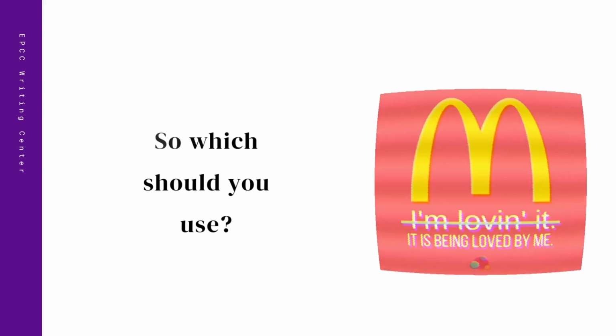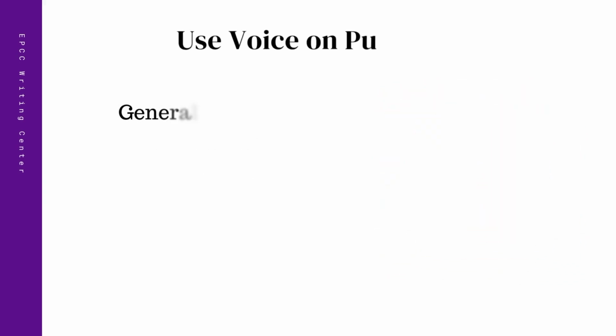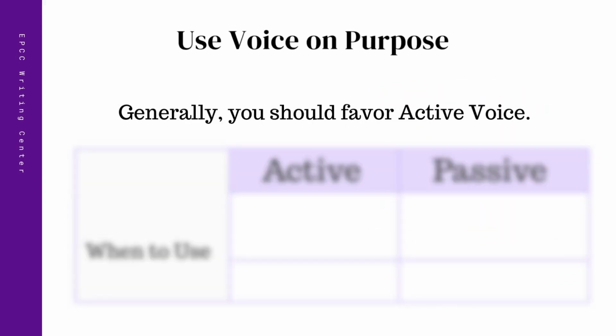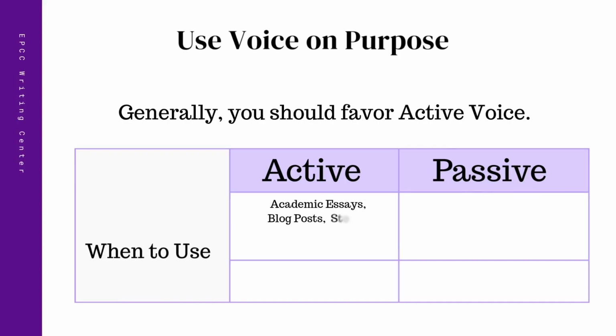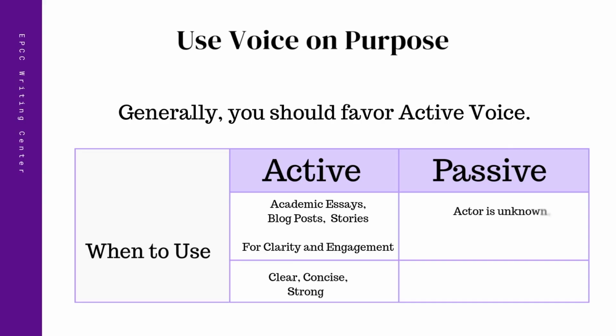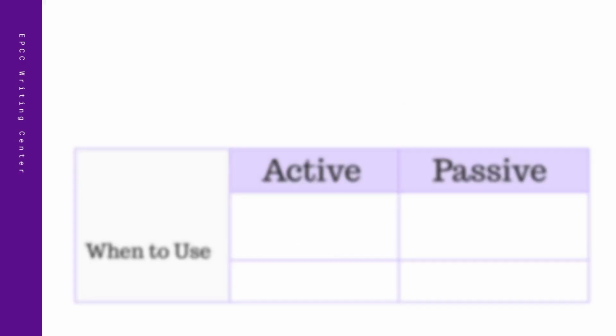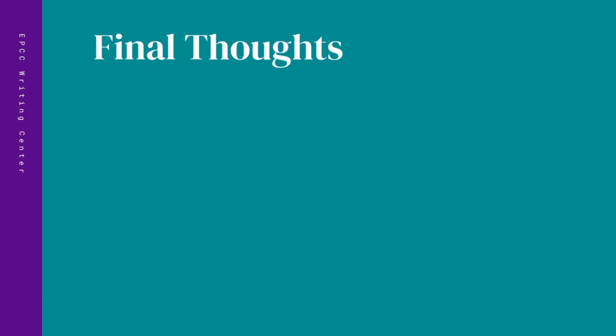So, which should you use? In general, you should favor active voice, especially in essays, blog posts, stories, or anything where clarity and engagement matter. But don't be afraid of passive voice when it fits your purpose. Use active voice to be clear, concise, and strong. Use passive voice when the actor is unknown, unimportant, or best left unsaid, or when you really want to emphasize the action itself.